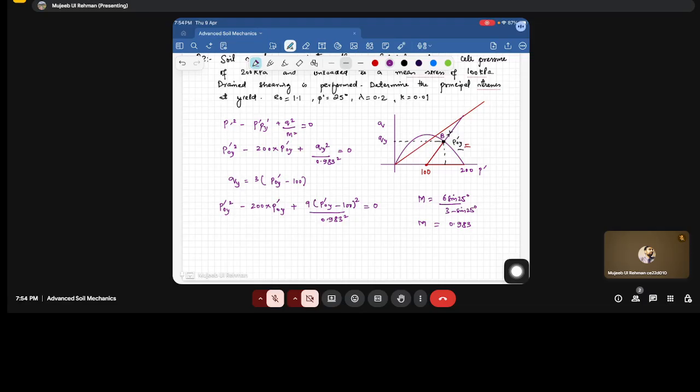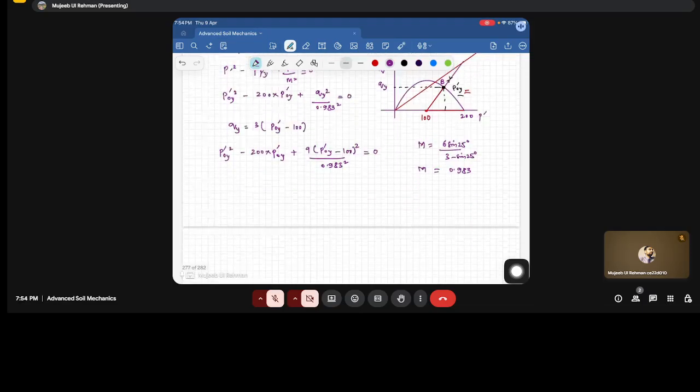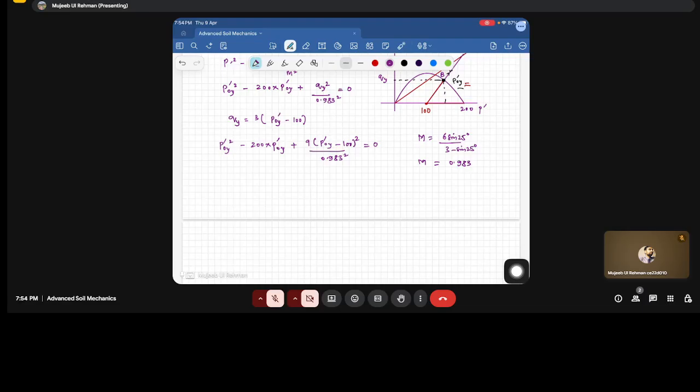Fine. So we will try to solve it. First we will check this term, that is 9 divided by 0.983 squared, which is equal to 0.966.